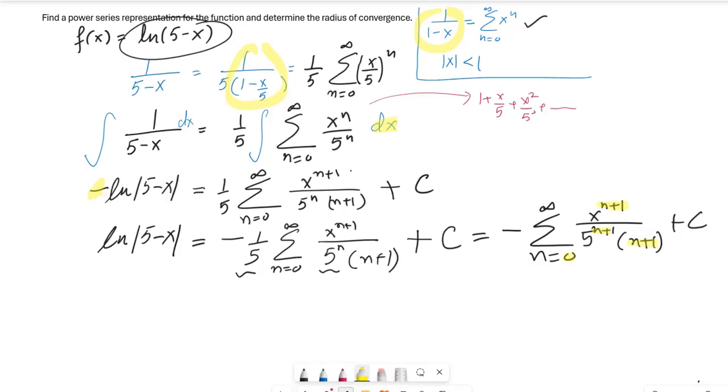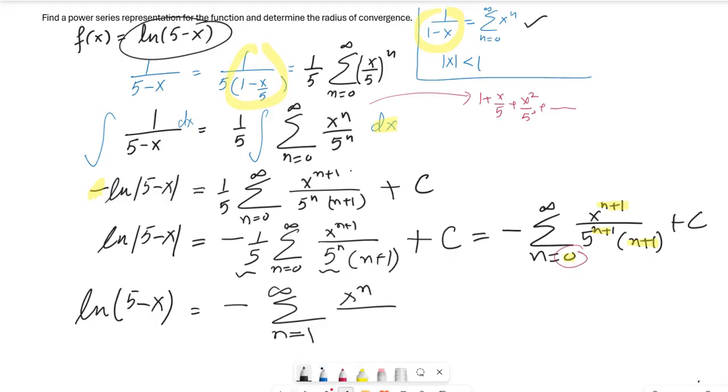Okay. Now you guys notice everywhere the index we are using is n plus 1, but n is starting from 0. So we can adjust that because all the terms are using n plus 1. So we can say natural log of 5 minus x is equal to negative sum n from 1 to infinity. You guys notice in place of 0, I changed it to 1, and I can replace our powers by n. So we are starting from n equal to 1 now, plus c.